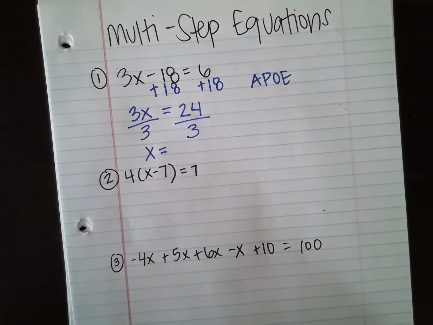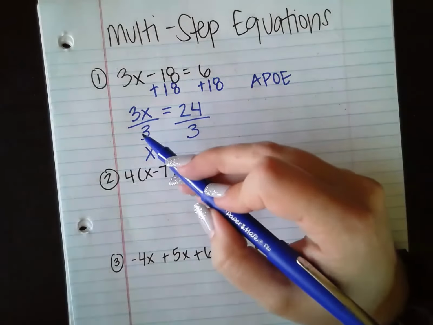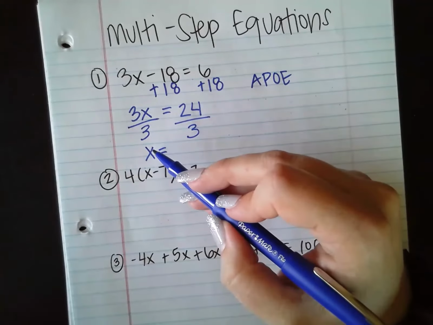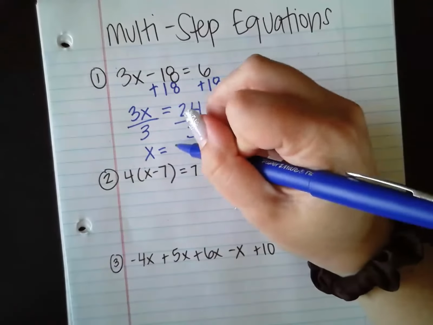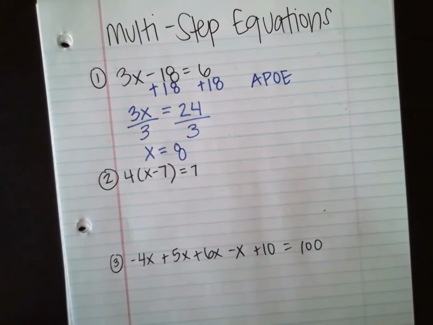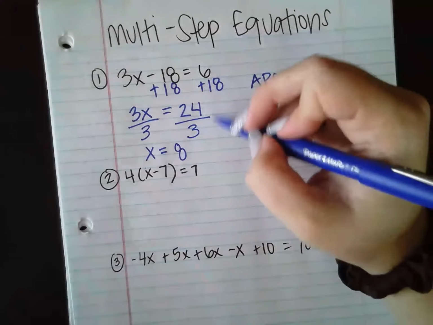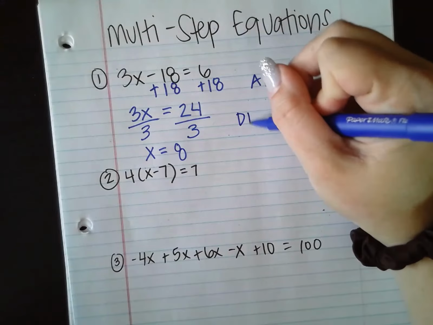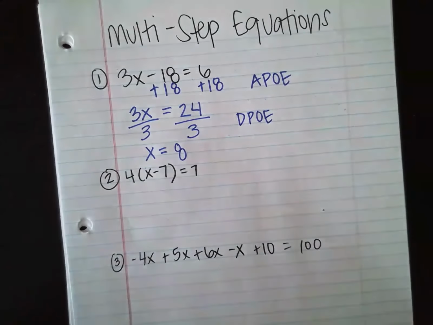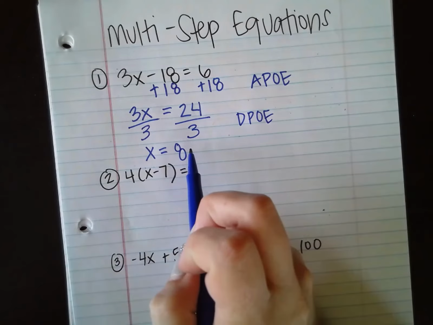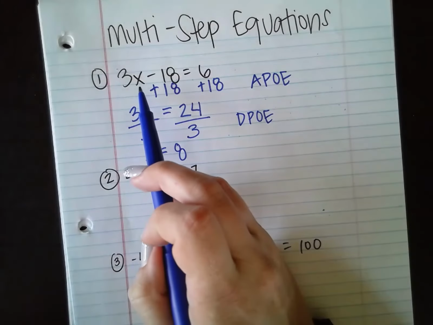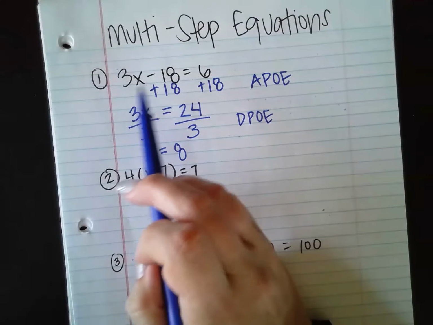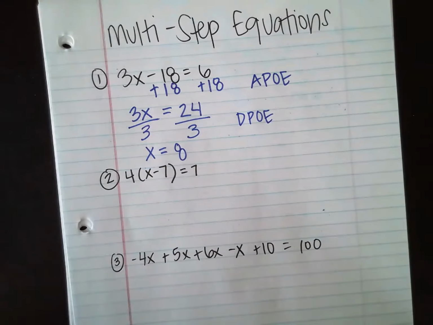And when we do this, we get 3 divided by 3 is just 1. 1 times x is x. 24 divided by 3 is 8. So x equals 8. And what we used here, we use the division property of equality. We use the division property of equality to solve. We use the inverse operation. Okay? So for problem 2, and again, to check our answer, we could go back and plug in 8 for x and solve, do 3 times 8 minus 18, and make sure that we get 6.